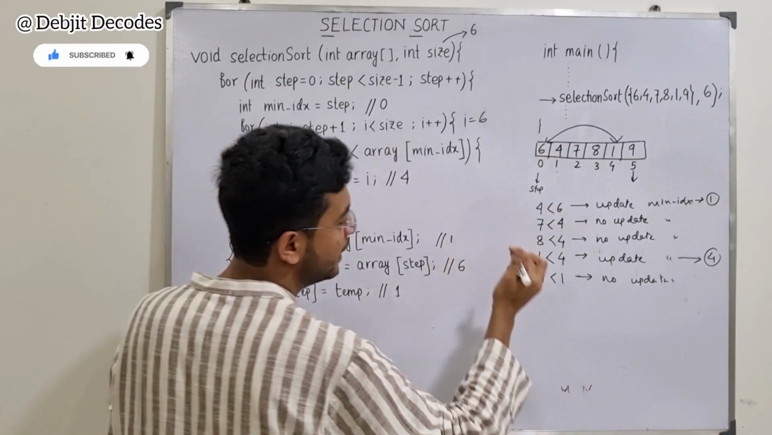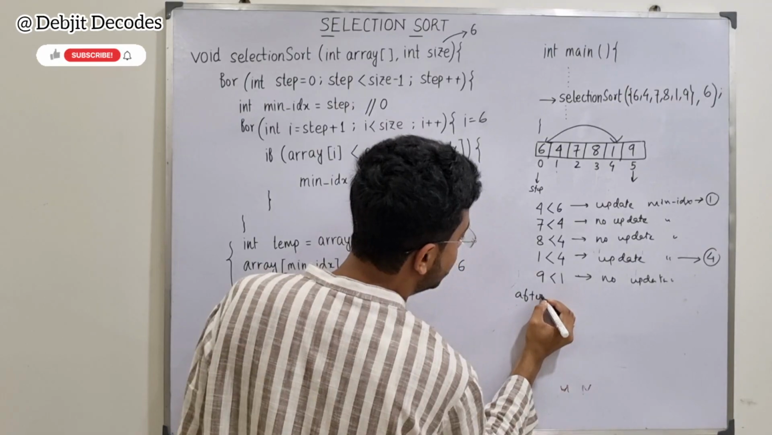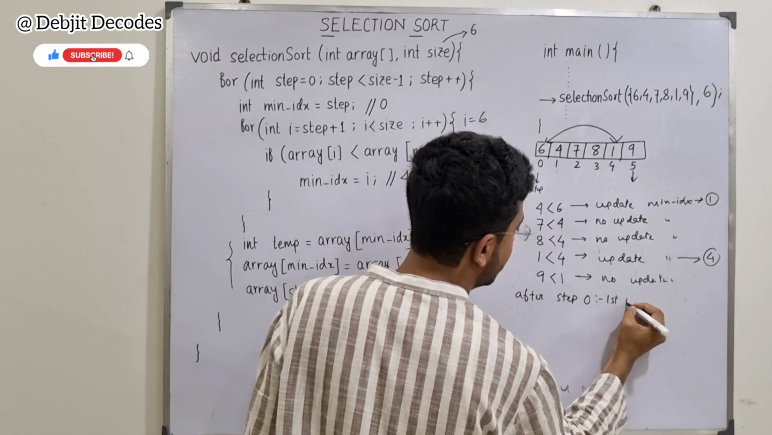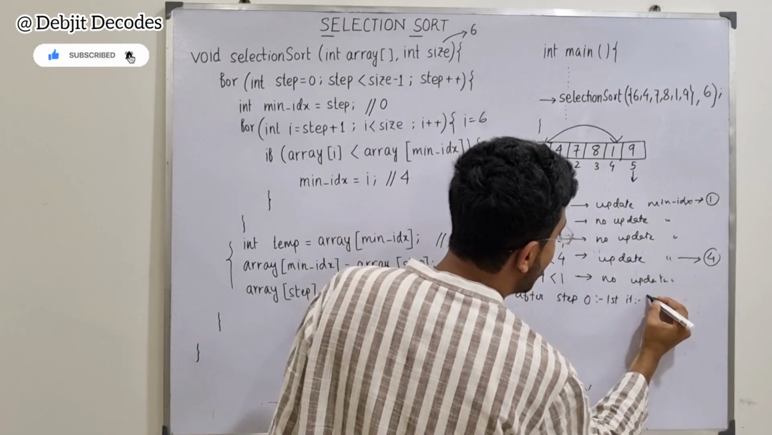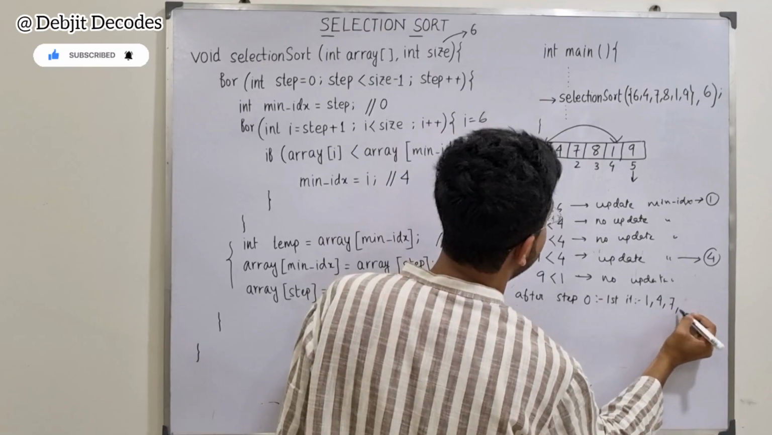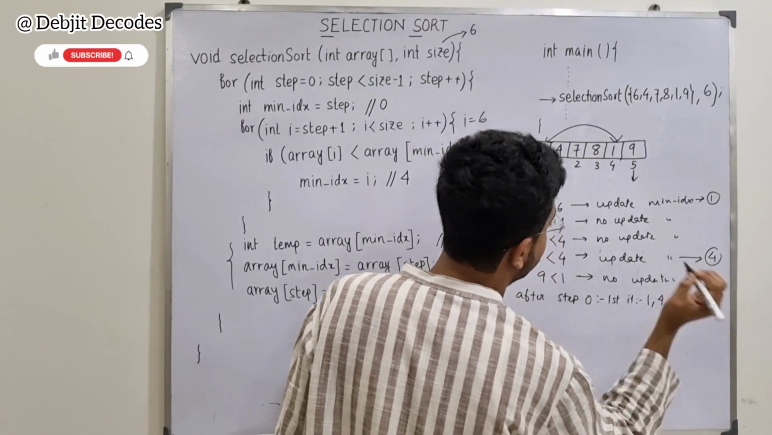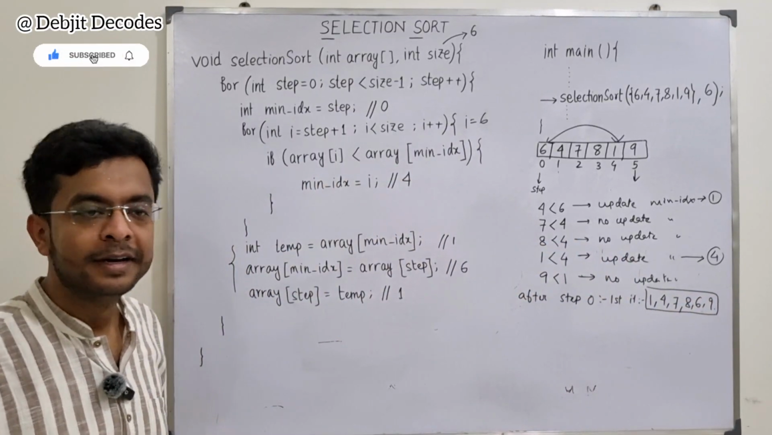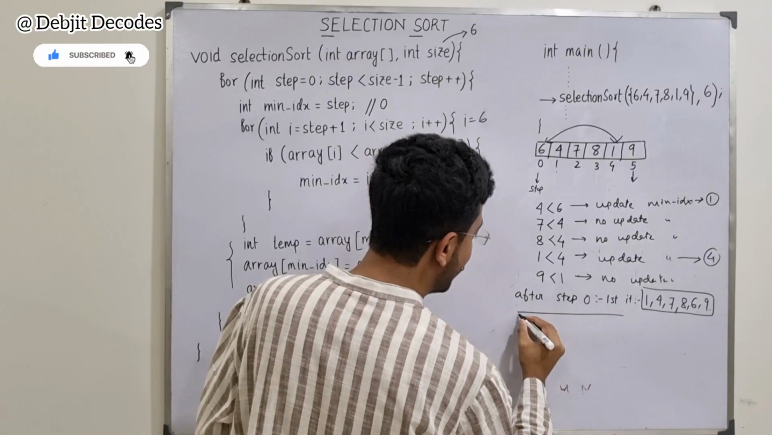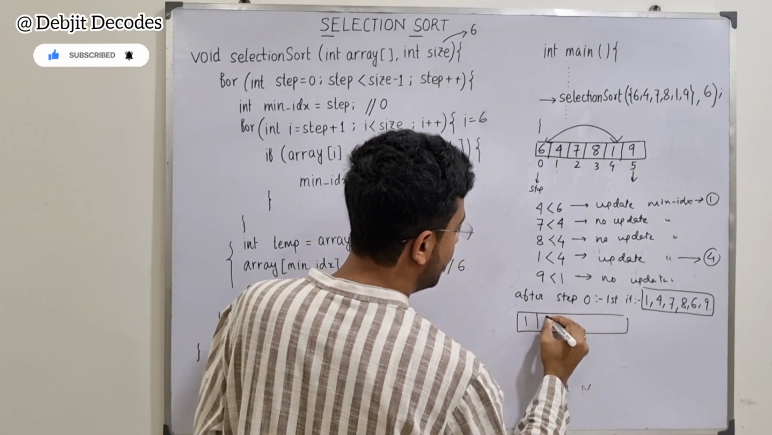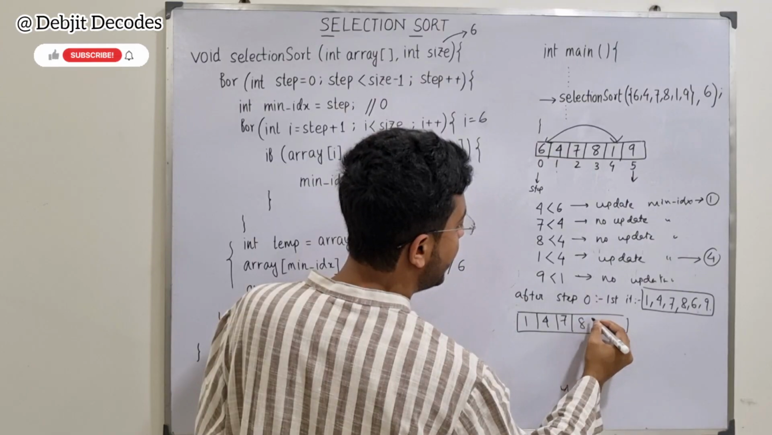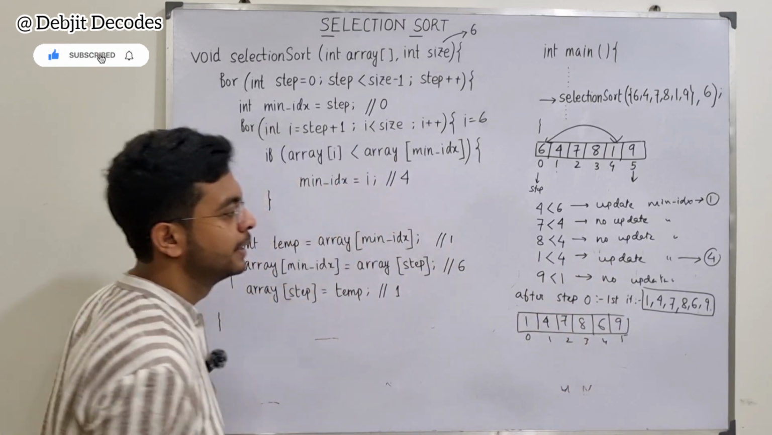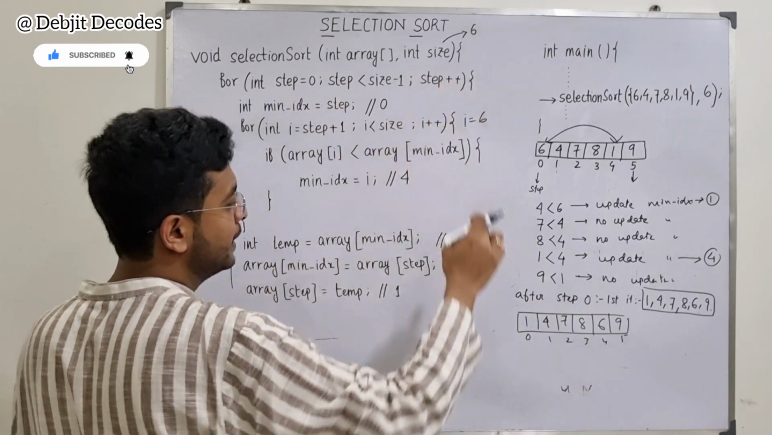So after the first iteration, how will this look? Say after step 0, that is the first iteration, the array will look like 1, 4, 7, 8, 6, 9. This is the array now, right? So what is the new array? The new array will be like 1, 4, 7, 8, 6 and 9. This is index 0, 1, 2, 3, 4, 5. Right? So after one step, this is the array.